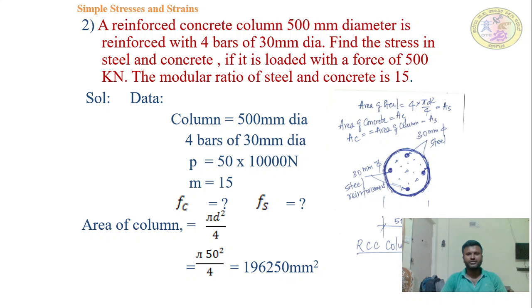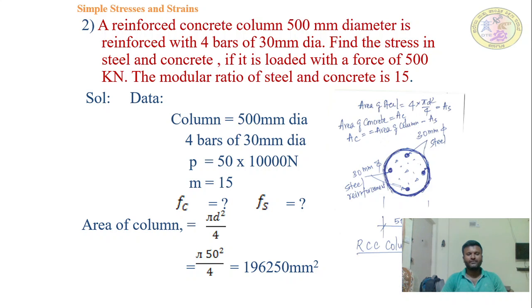And the modular ratio is given. How much is it? 15. Now write the data. Column 500 mm diameter, total area. Area of bars is equal to 4 into the area of the single bar. P is given, 500 kN. M is given, 15. We need to find out stress in concrete and stress in steel.